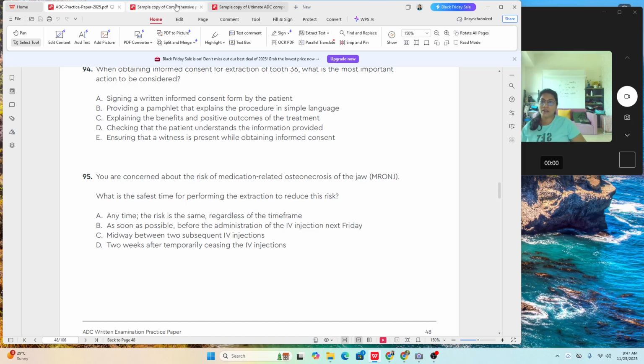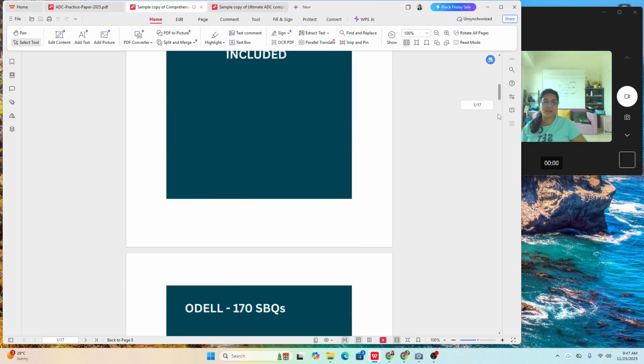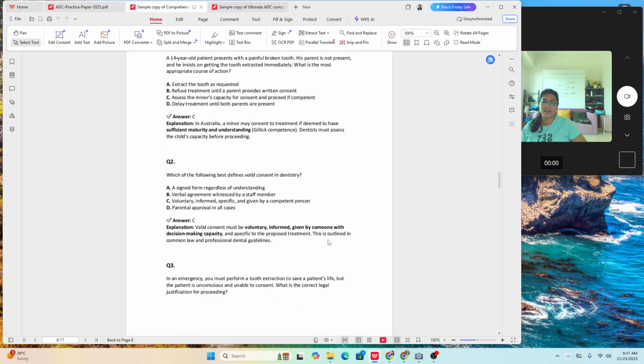Now, I'm just sharing the 2 other books that people keep on asking me from where to study, what to study. Buy this book. This will have scenario-based questions from Odell, very important book for ADC exam, therapeutic guidelines, that's the gold standard, infection control, ethics, consent, COVID-19 and public health dentistry. There are 440 scenario-based questions. I'll just give you a glimpse of it. The questions are like these: question, answer, explanation.